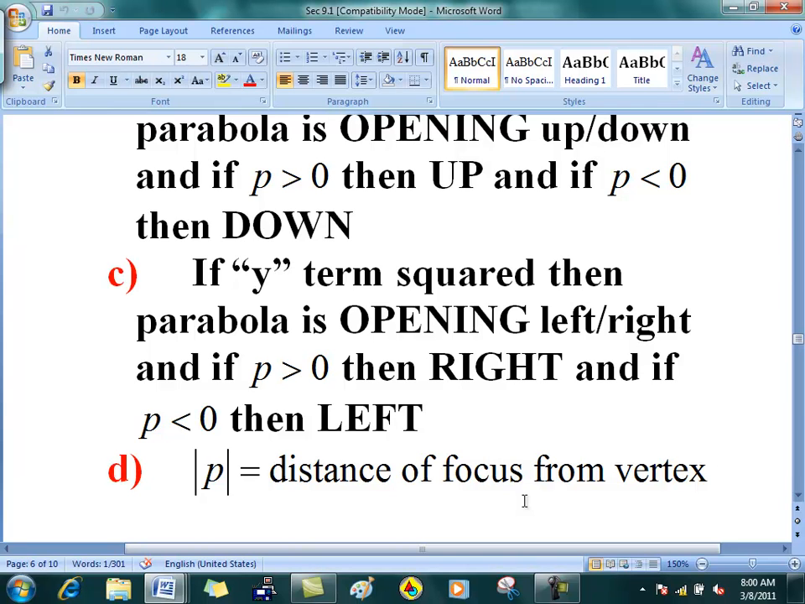And since p can be positive or negative, you're going to take the absolute value of it to get the distance, excuse me, distance of the focus from the vertex.